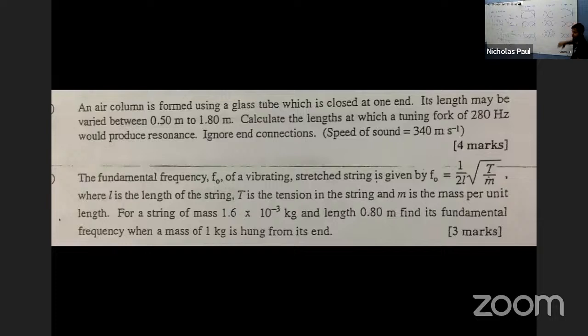Think about it. They give you speed, and they give you frequency. So that means you can find what? Lambda. And if you know lambda, you have to figure out how you're going to answer what they ask.